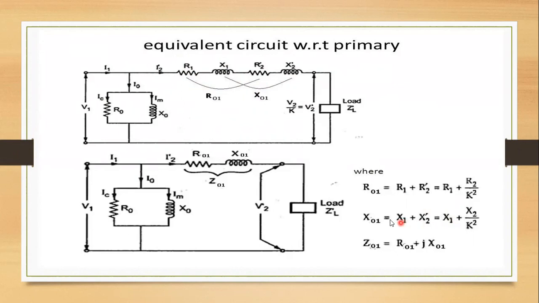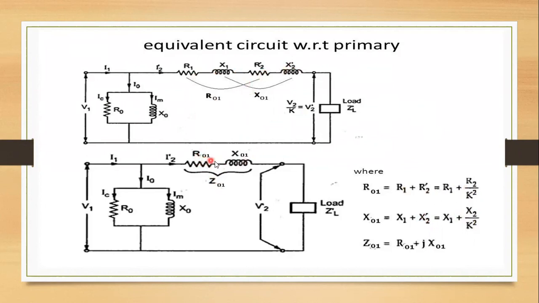Like this, R01 is equal to R1 plus R2 dash, where R2 dash is nothing but R2 by K square. The secondary side parameters are converted into the primary side with R2 by K square. Understood? Similarly, X2 dash is equal to X2 by K square. In this way, the secondary side parameters are converted into the primary side. This is called the complete equivalent impedance, Z01, where R01 is R1 plus R2 dash, and X01 is X1 plus X2 dash.